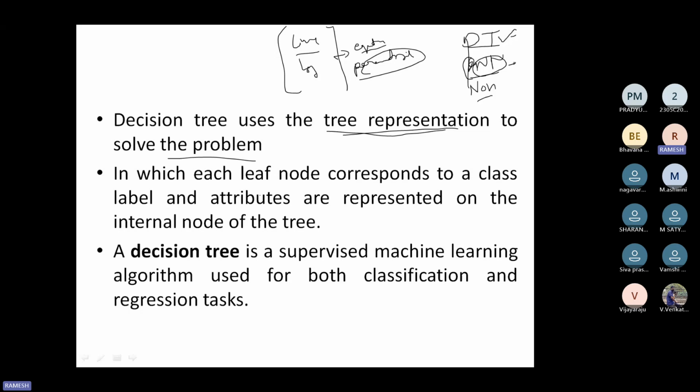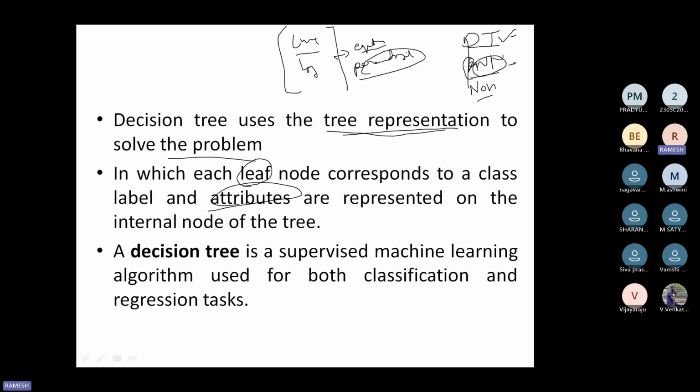Here, the main task is to find out what will be the leaf node, what will be the attribute, and what will be the root node. We have many features like column 1, column 2, column 3. Out of these many features, which one can we make the root node, which one will be the intermediate node, and what can we make the leaf node? That is our question.